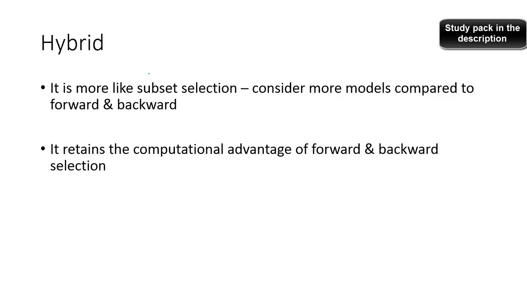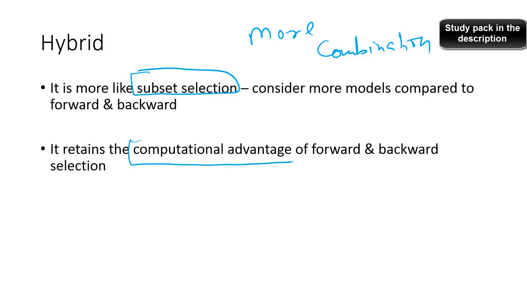So it's more like subset selection. So it takes more combinations, right? It's more like subset selection, which takes both forward and backward approach, but it has the computational advantage. That means it's not as computationally intensive as subset selection. So instead of using subset selection, you can use hybrid, which does more or less the same as subset selection but with less computational requirement.